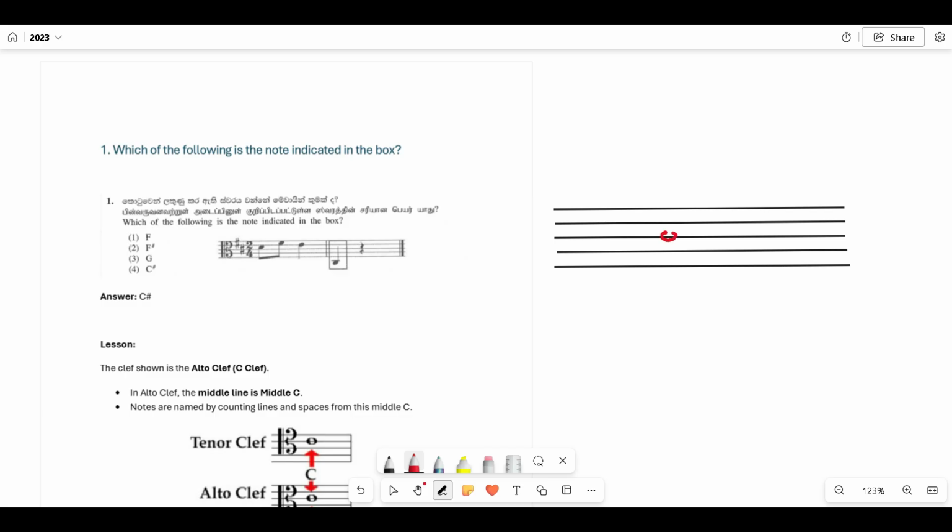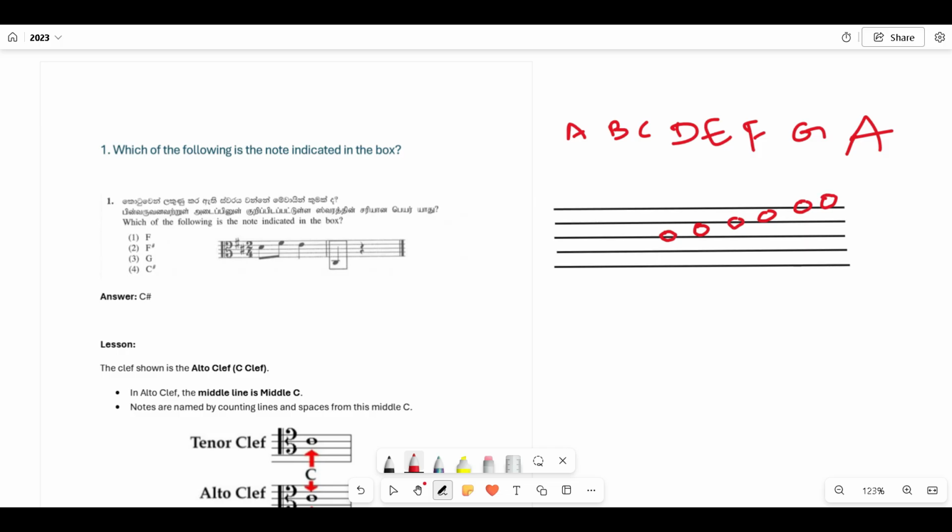I hope you can remember the musical alphabet. Okay, so this is middle C. After C is D, okay, E, F, G, A, like that it goes. So same thing, just downwards.